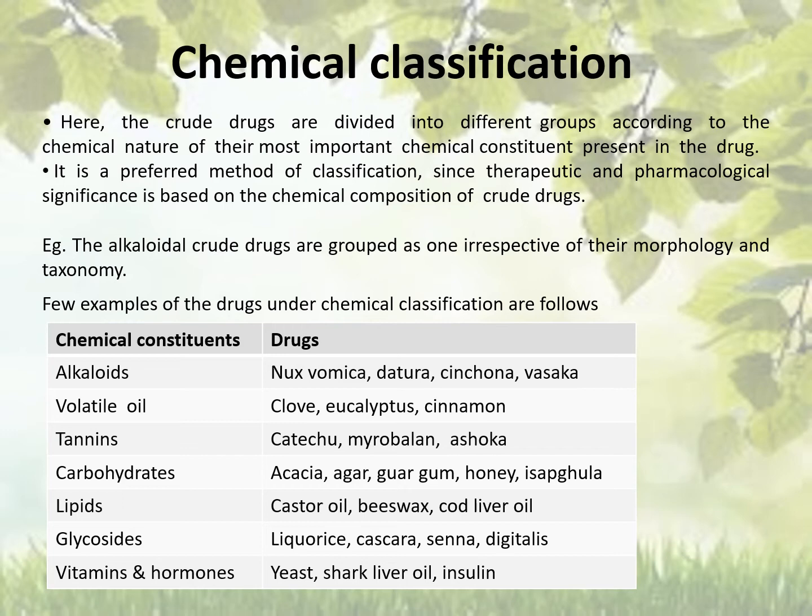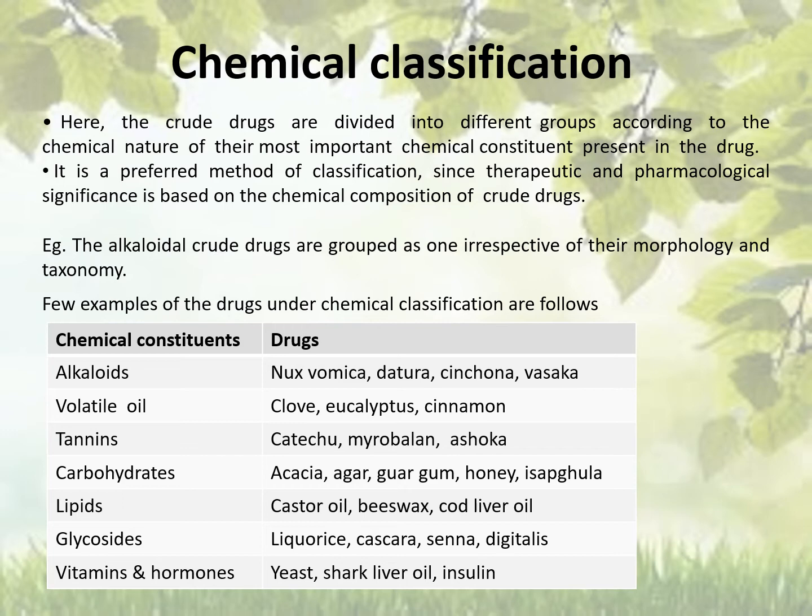oils, lipids, etc. If we classify crude drugs into different groups according to the chemical nature of the main chemical constituent, means the most important chemical constituent is from which category, according to that, crude drugs are classified, that is known as chemical classification of crude drugs. Examples are given here.